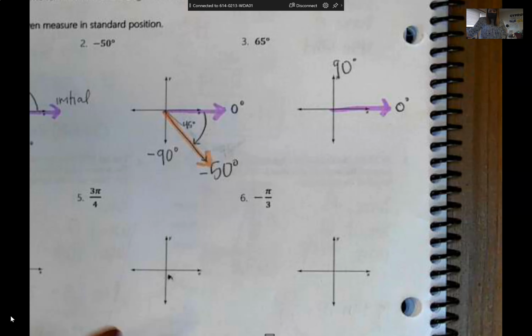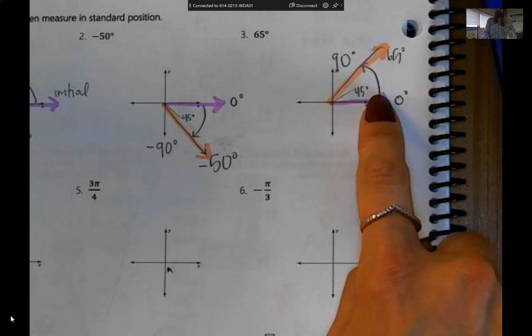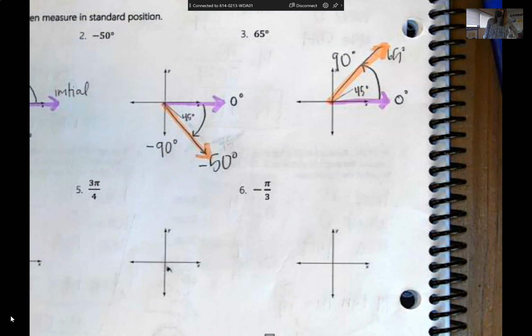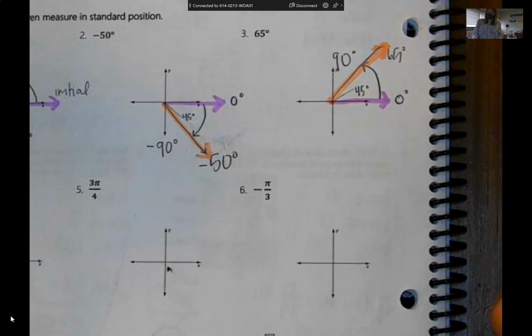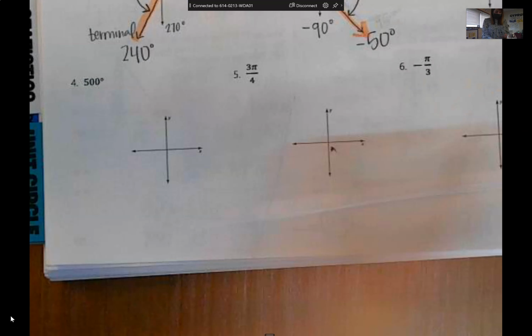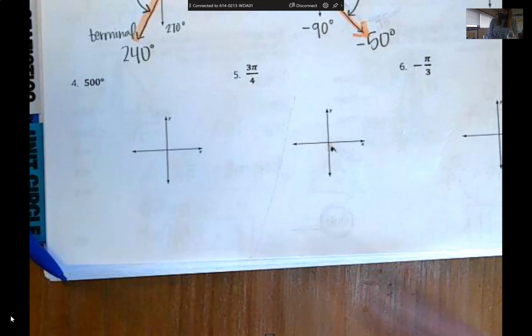Hopefully you're right. Okay, mine's right here. He's a little bit past 45. Did you do okay? Yeah. Okay, the next one's the coolest because it's a spiral. He's 500 degrees. Holy moly. So, our terminal side is still here.